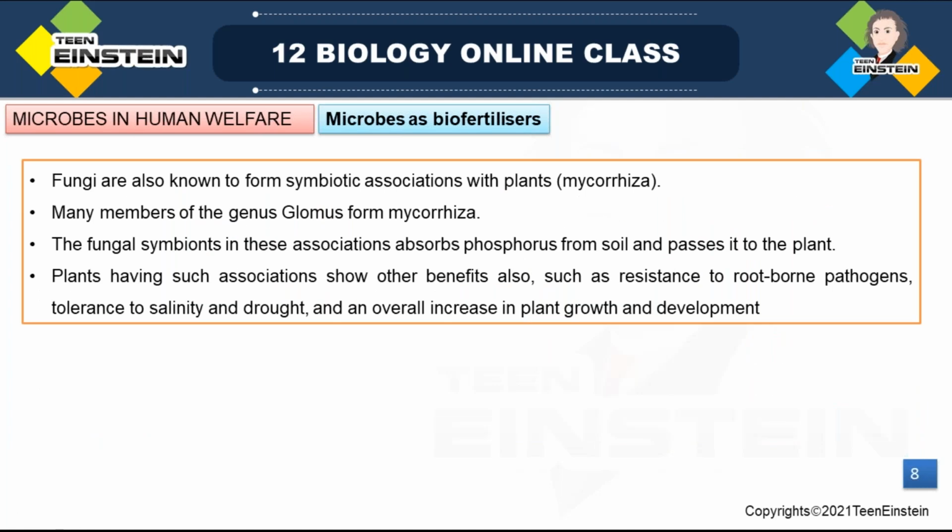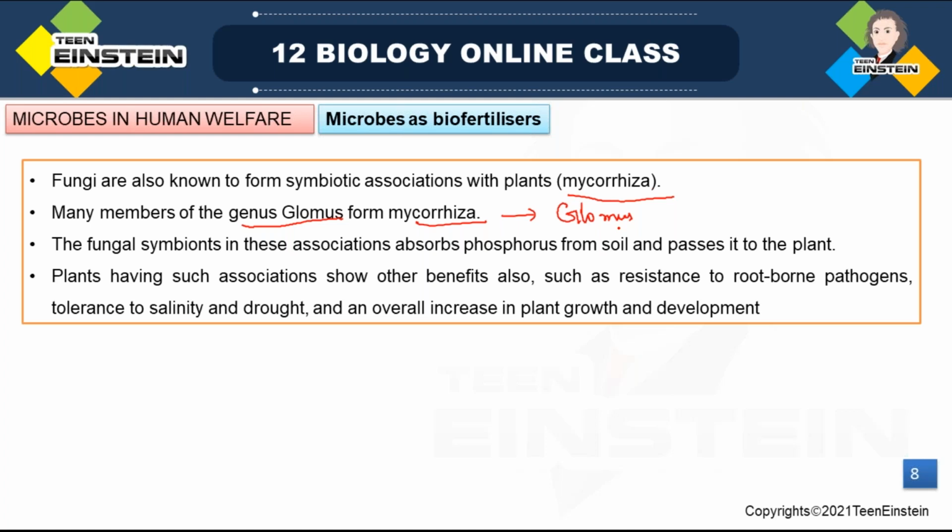Next is mycorrhiza. What is mycorrhiza actually? A fungus that forms a symbiotic association with the roots of higher plants is called mycorrhiza. In 11th standard, we have already learned about mycorrhiza and how it forms a symbiotic association with plants. Here you can see the members of the genus Glomus, which help in the formation of mycorrhiza.